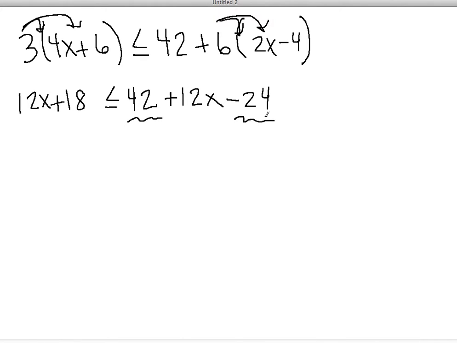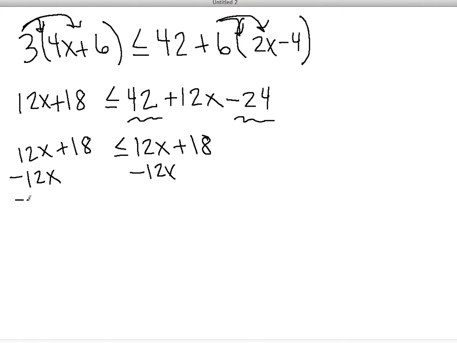If we think about it, again, we're combining like terms on the same side of the equal sign. So we have 42 minus 24, which gives us 18. So we're going to have 12x plus 18, and then over here, we're going to have 12x plus 18. Now we got to try to get all the variables on one side and the numbers on the other side. So I'm going to subtract 12x over here so I can get it to the other side. I'm going to subtract 12x over here as well.